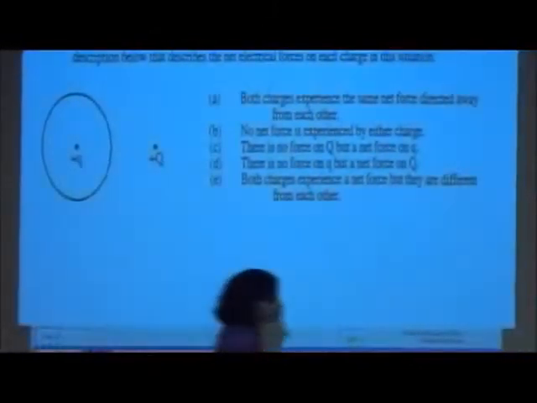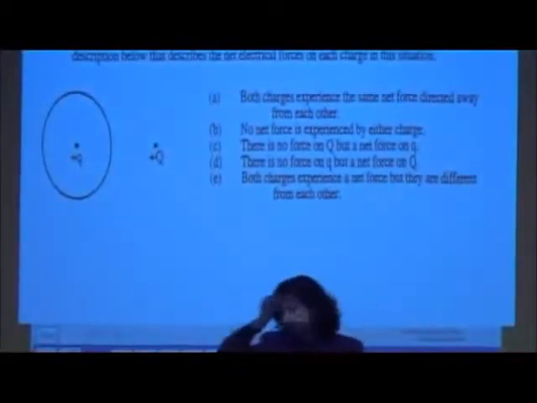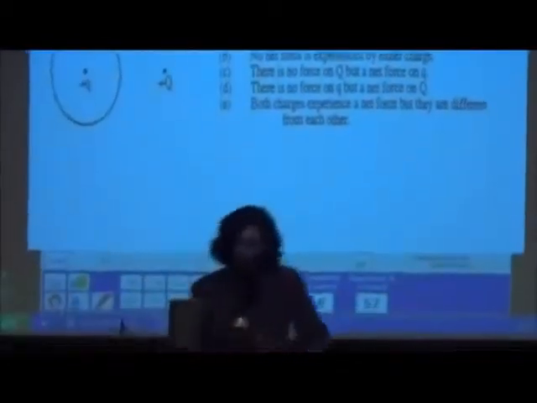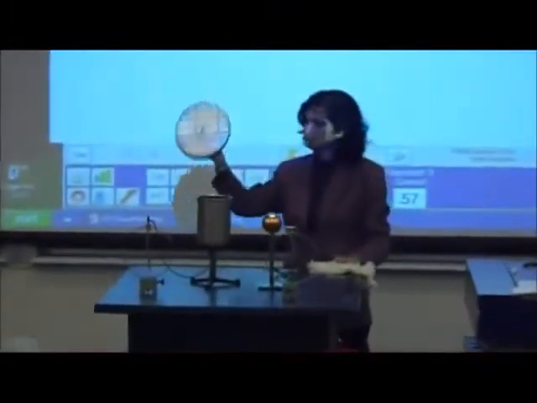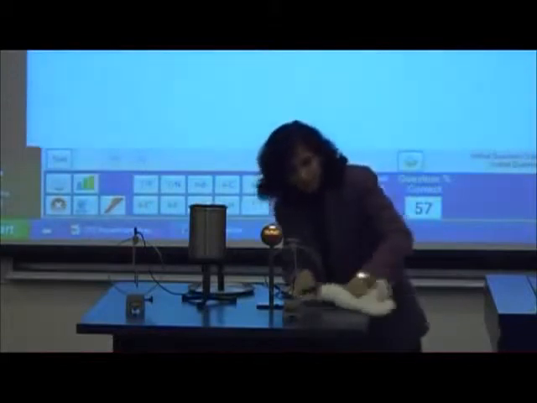Okay, let's move on. Oh, I wanted to show you this demo here. This device, by the way, is called an electrophorus, and you have already used it in your exploration center. So basically what I'm going to do is something similar to what you had done. So let me rub this. If I rub this with fur, what do you think will happen?